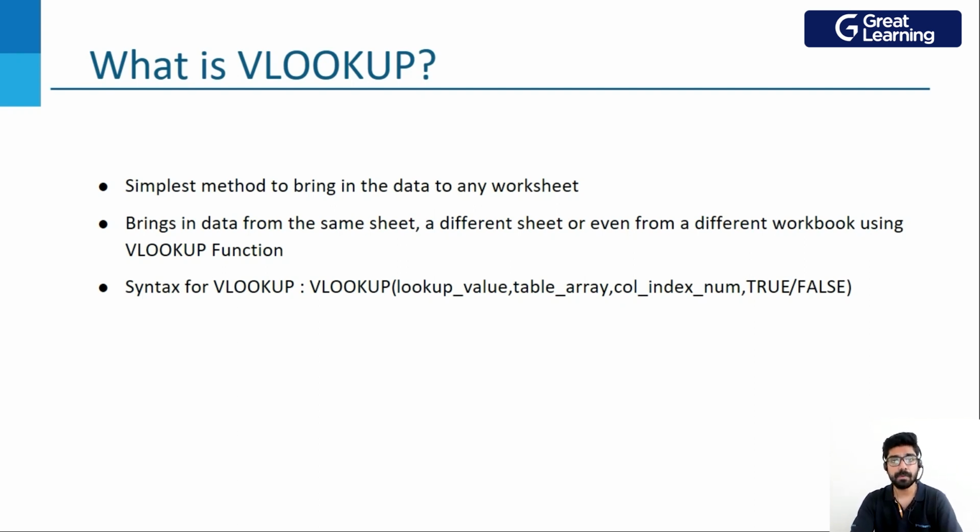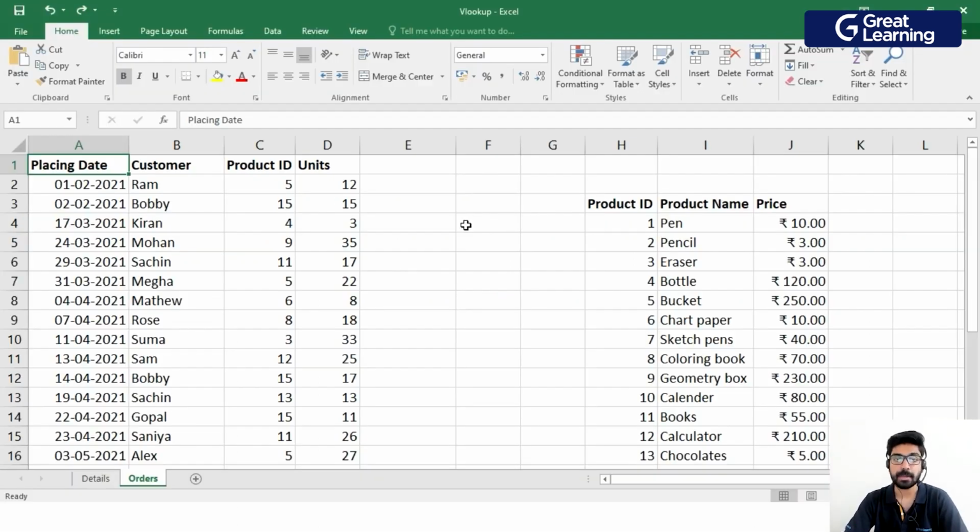Now let's directly move on to the platform Microsoft Excel and try implementing the VLOOKUP function there. Now we are in Microsoft Excel and we'll be learning here how to implement the VLOOKUP function. Let's begin. So in this sheet we have the data of the ordering details, and towards the right we'll have the data of the products which have been ordered.